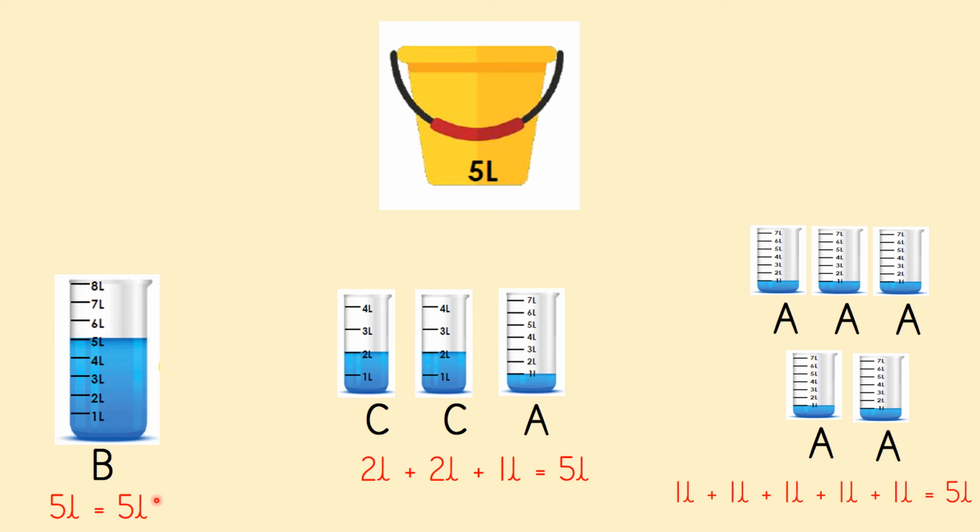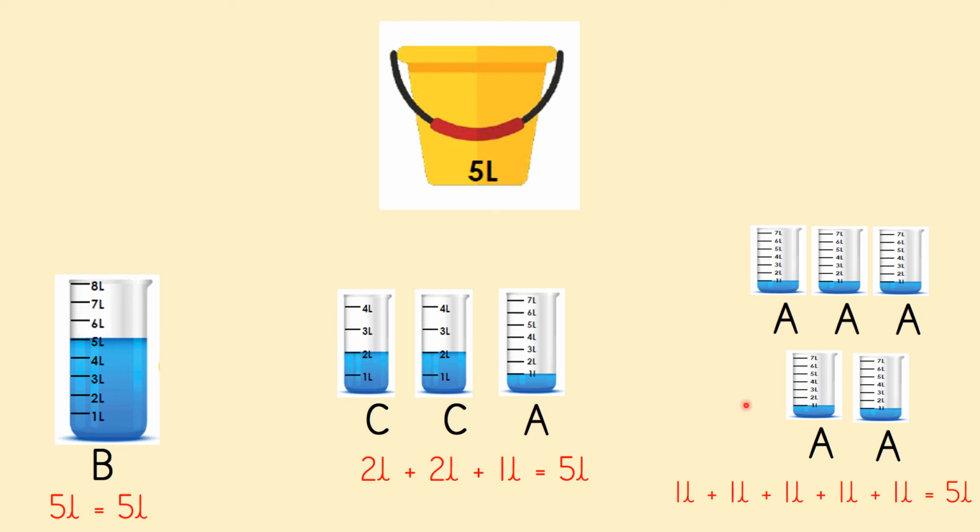Or we could do a little bit of addition. We could use container C, which is 2 litres, plus another container C, which is 2 litres, plus another container A, which is 1 litre. 2 plus 2 is 4, plus 1 is 5. 2 litres plus 2 litres plus 1 litre equals 5 litres.